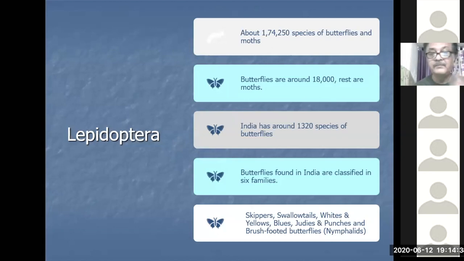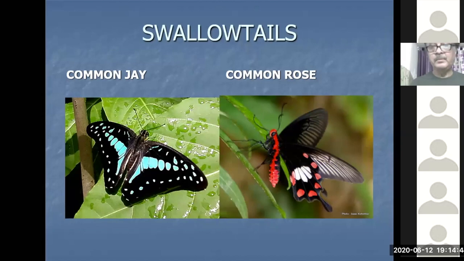So let's talk about swallowtails. Swallow birds, of course, you know, often have long tails. So some of the butterflies also have long tails on their hind wings, and that's why the name swallowtails has been given. But not all butterflies of this group have these long tails. Like the common jay here, you see, it doesn't have that long tail, but it is also a swallowtail.